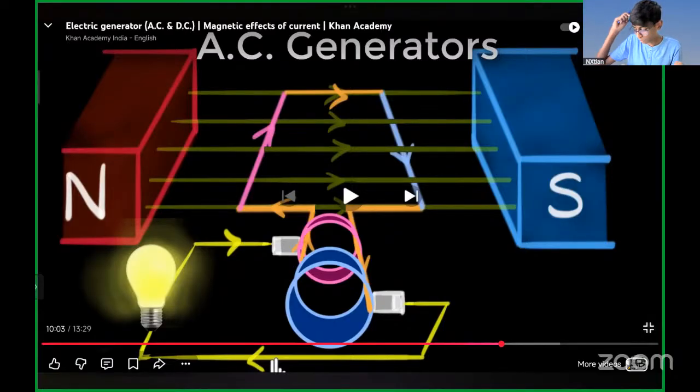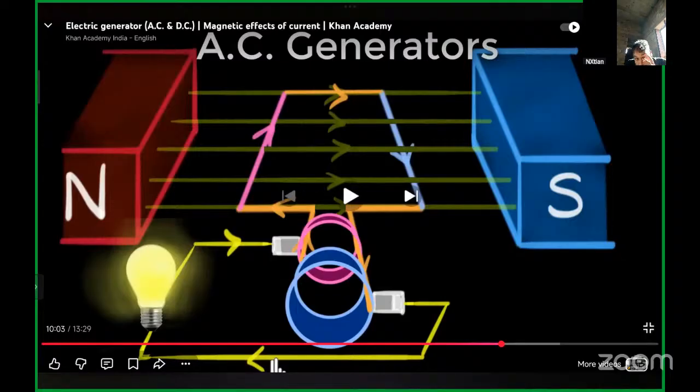But that is not the reason that AC is there. Our mobile charger is also a DC charger. It's not an AC charger. Yeah. Let's say in this direction. How do we do that?